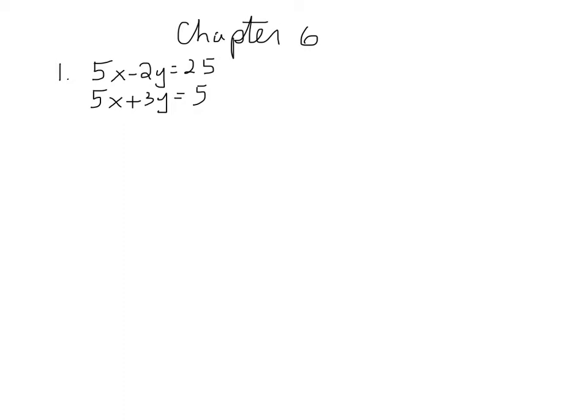For this problem, to solve for x and y, I'm going to use elimination. So I'm going to subtract the second equation from the first, put parentheses around the whole equation so that I remember to distribute the negative sign. 5x minus 5x is 0x, so that goes away. I get negative 5y equals 20. Now I divide each side by negative 5.